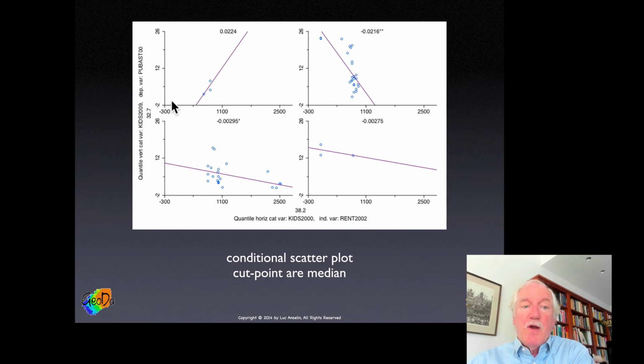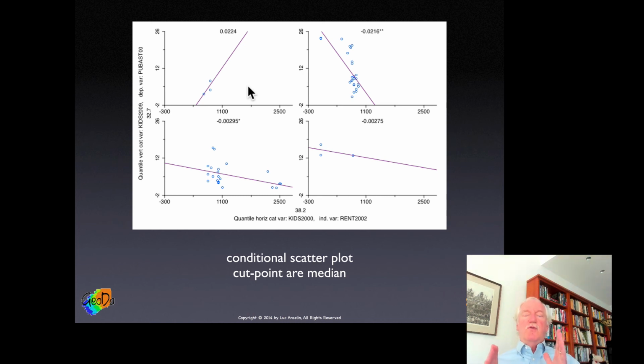But in the higher part of this vertical conditioning variable, we go from a positive and non-significant slope to a negative slope. But also, again, keep in mind, this is based on very few observations. So that is just to illustrate the general idea.